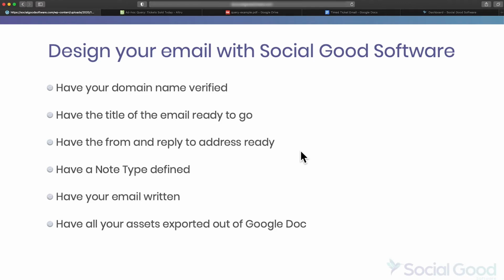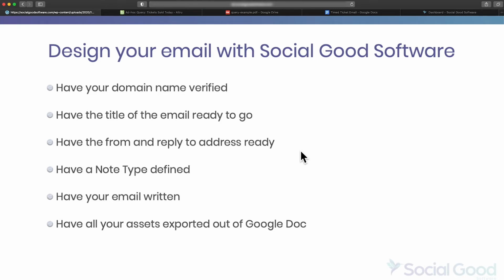Again, like I said before, versioning, collaborating, all those things that Google Docs does for you, we don't want to take over any of that. Just simply do that with Google Docs and then bring that email over into Social Good, and then have all your assets exported out of Google Docs. So if you have headers, images, icons, anything like that, make sure those are all exported as just flat files that you'll be able to upload with the email designer.